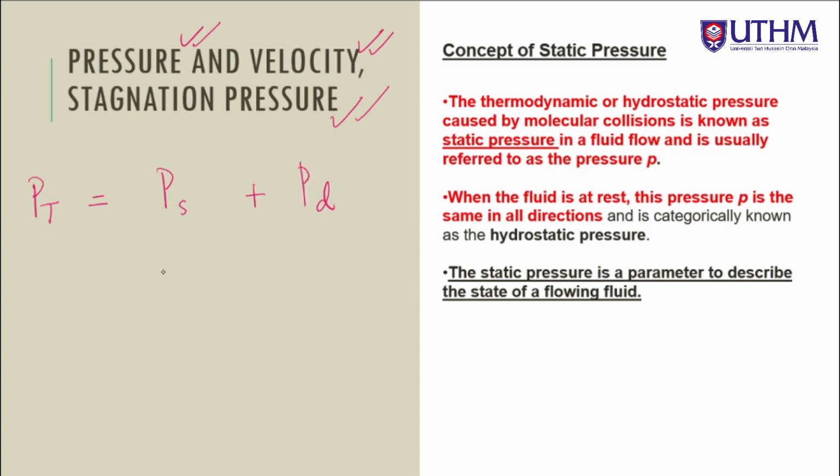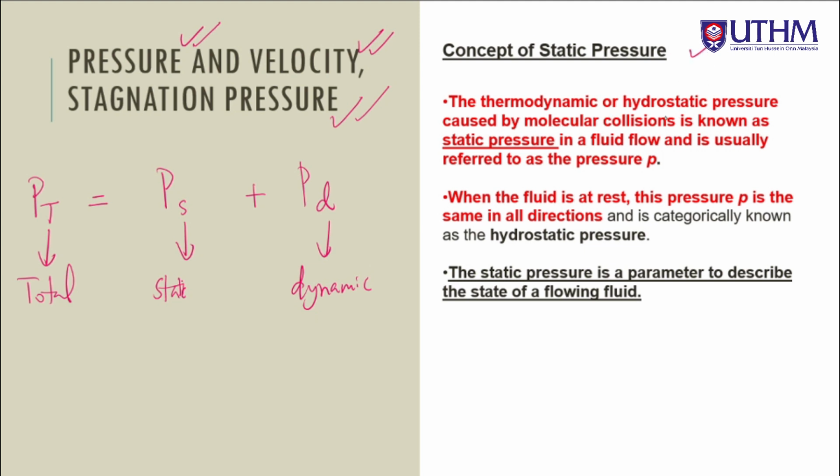Okay, this is the basic concept, which means T is total pressure, PS is static pressure, and PD is dynamic pressure. So total pressure is equivalent to the static pressure plus the dynamic pressure. So firstly, the concept of static pressure.